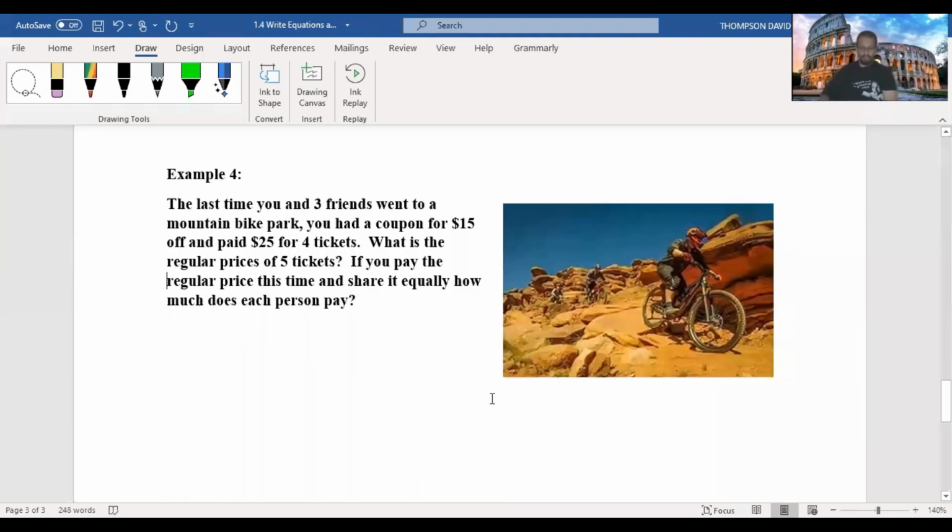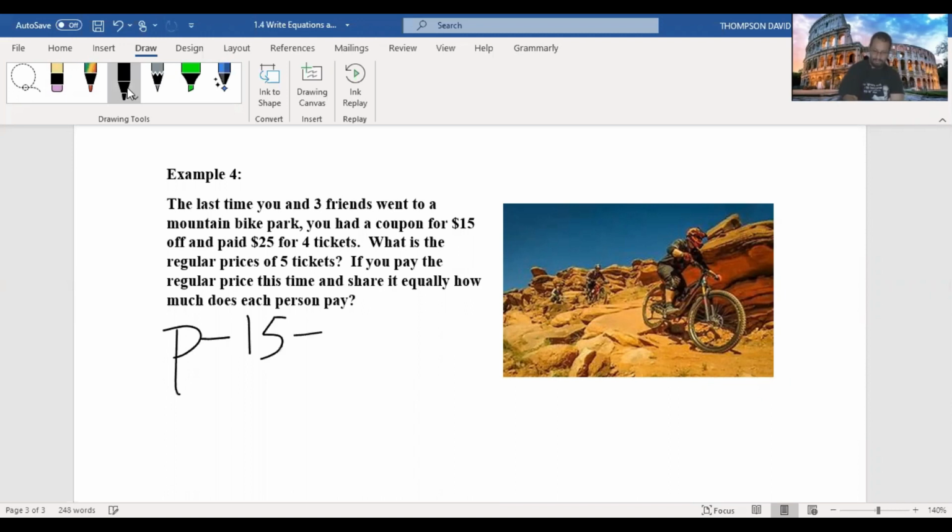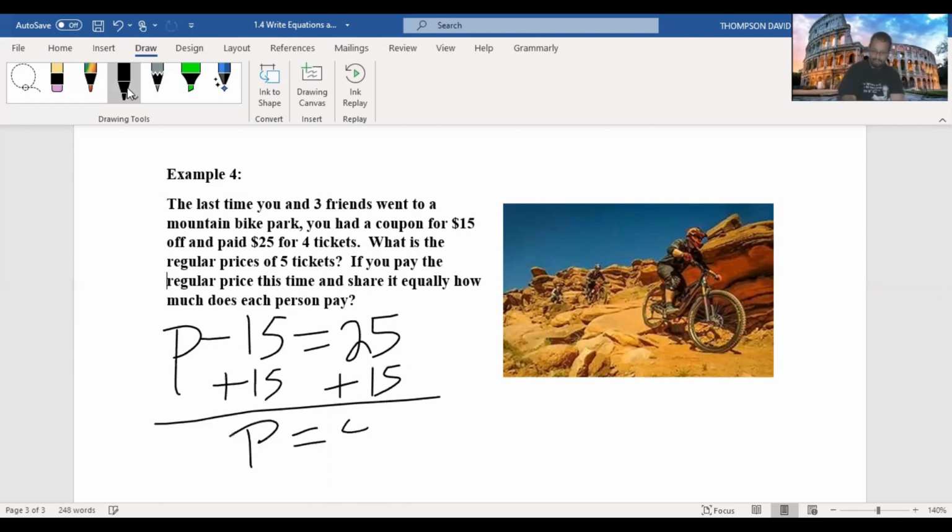Example 4. The last time you and 3 friends went to a mountain bike park, you got a coupon for $15 off and paid $25 for 4 tickets. What is the regular price of 5 tickets? If you pay the regular price this time and share it equally, how much does each person pay? So first thing we're going to do is P, which is the price of the tickets, minus the $15 off equals 25. So add 15 to both sides. We have P equals 40, and this is the price of 4 tickets.